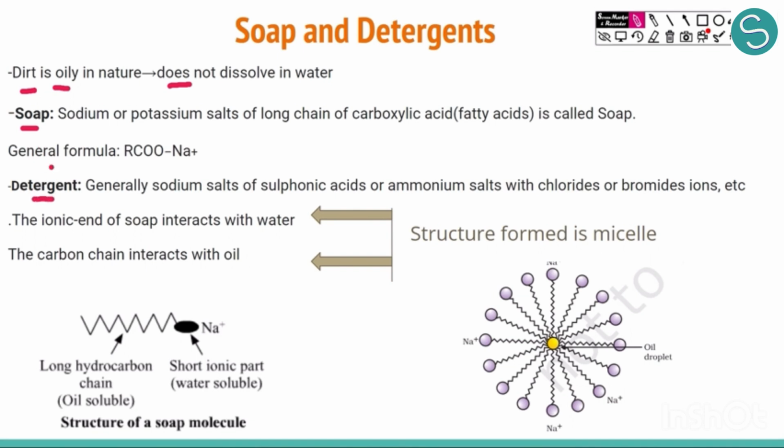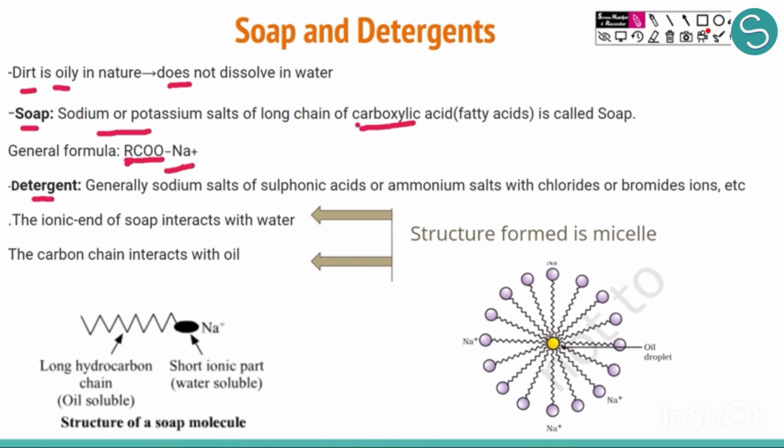So what are soaps and what are detergents? What are the chemical forms of them? Soaps are long chain carbon compounds. They have very long chains and they have sodium or potassium at the end along with carboxylic acid. So they are long chain sodium or potassium salts of carboxylic acids. You can see R here represents the long carbon chain. This is the carboxylate ion, and then we have the sodium ion at the end.